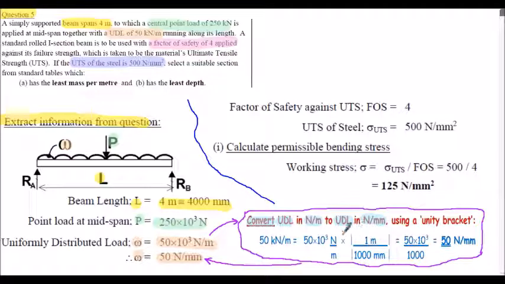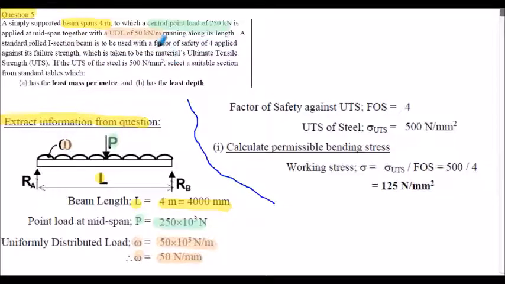Remember from our previous presentation, these are cancelling unity brackets. So as I have the meters in the denominator of the UDL, then the unity bracket has to have the meters in the numerator. So the meters cancel. These are cancelling unity brackets. So essentially my 50,000 newtons per meter becomes 50 newtons per millimeter. There is a separate presentation on the use of unity brackets.